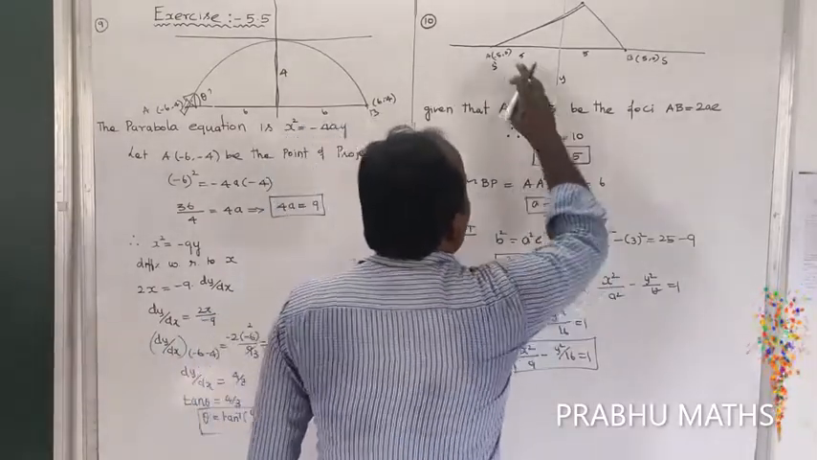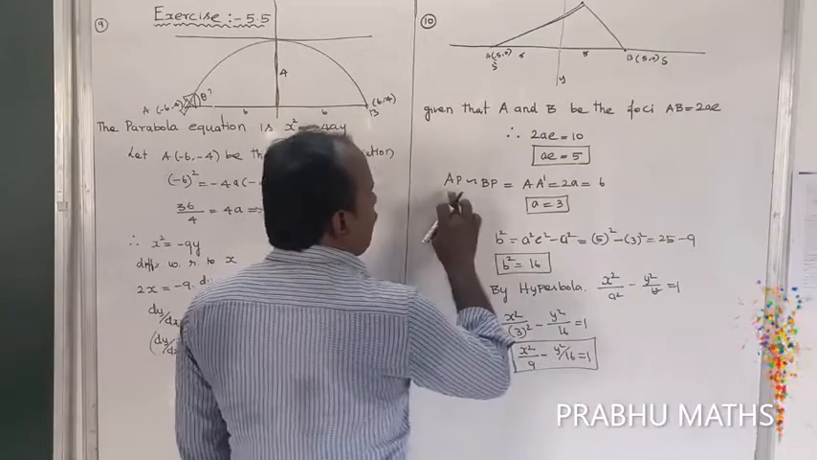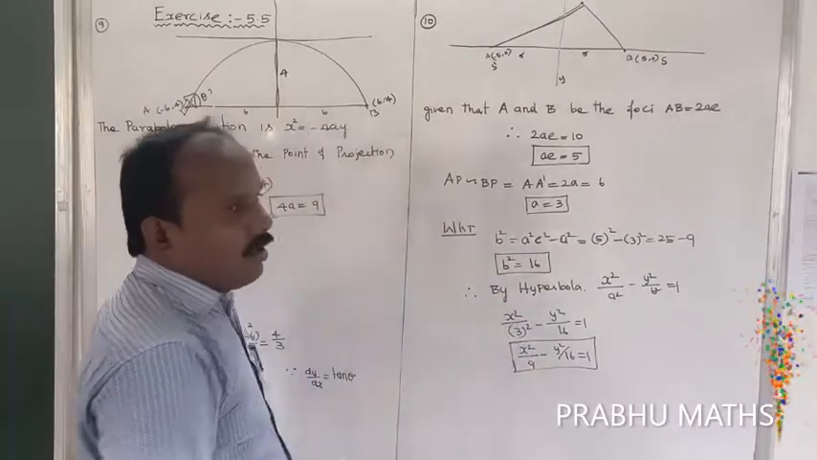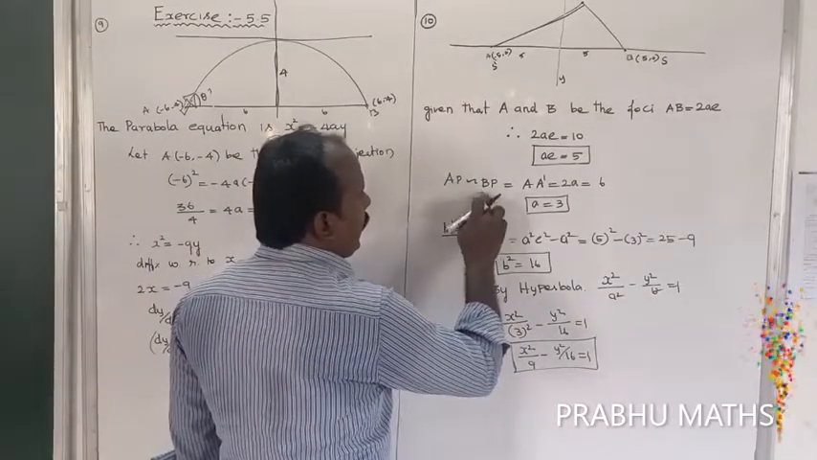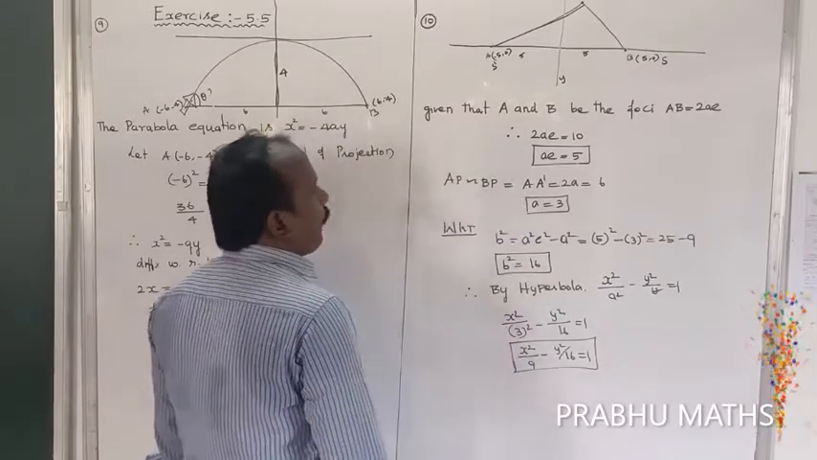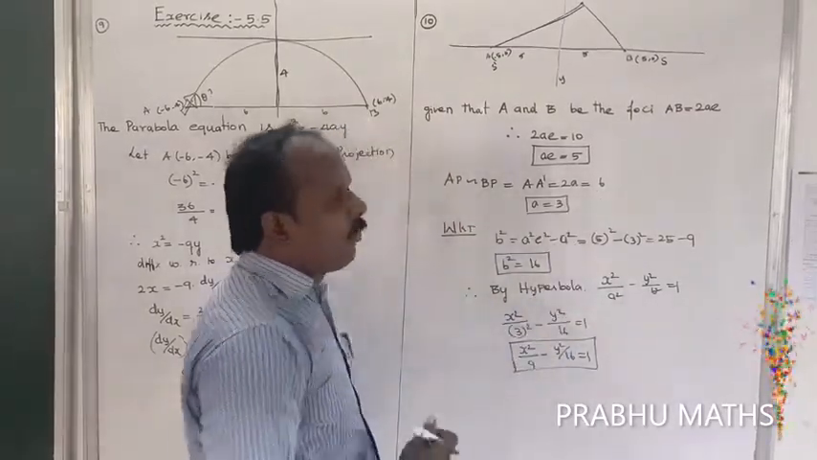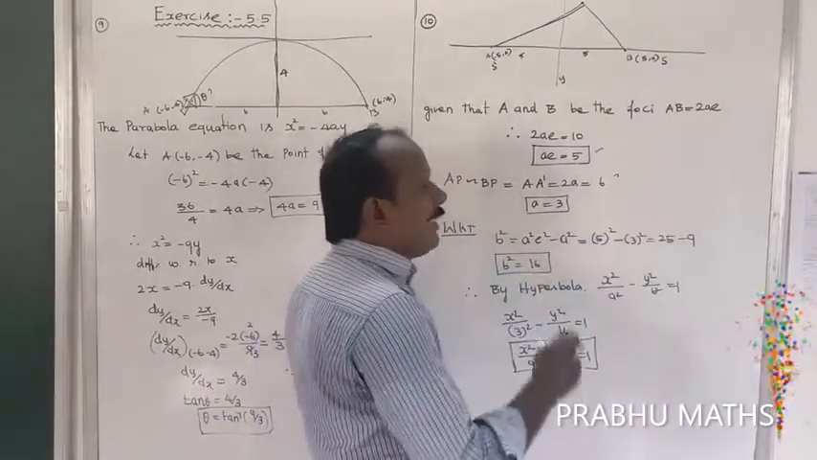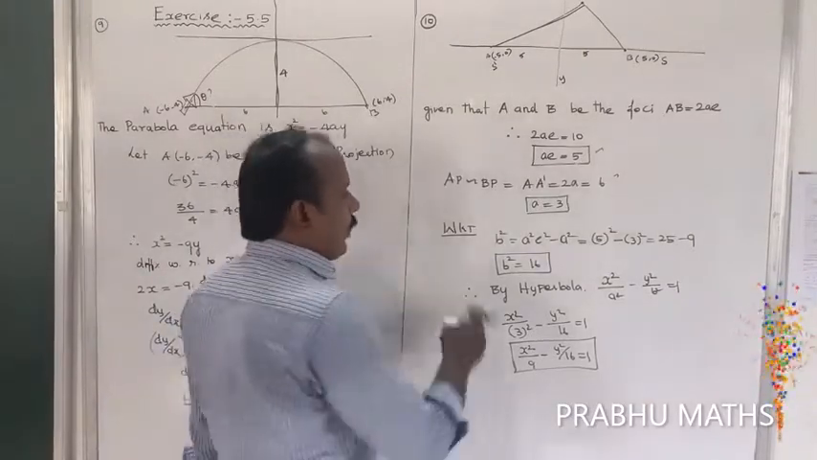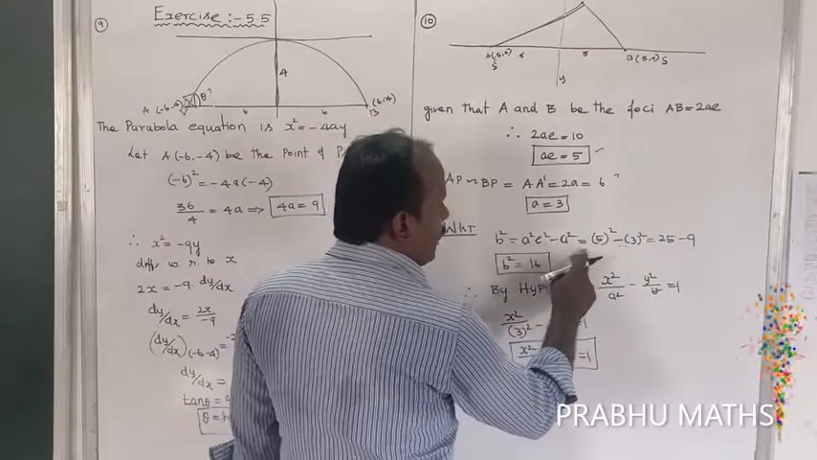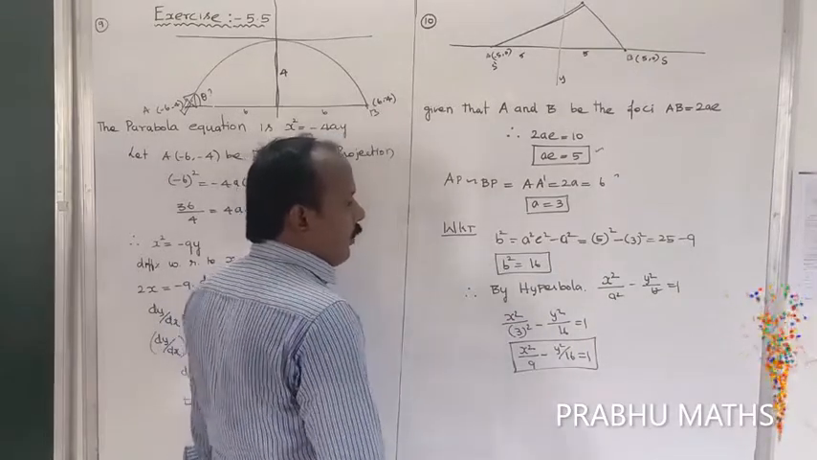So the distance of A to B, 2ae, is equal to 10. Next, the difference AP minus BP is equal to 2a, so 2a is equal to 6. Now a is equal to 3. Since we have the a value and the ae value, this is a hyperbola. We know that b square is equal to a square e square minus a square, that is 5 the whole square minus 3 the whole square, which is 25 minus 9, so b square is equal to 16.